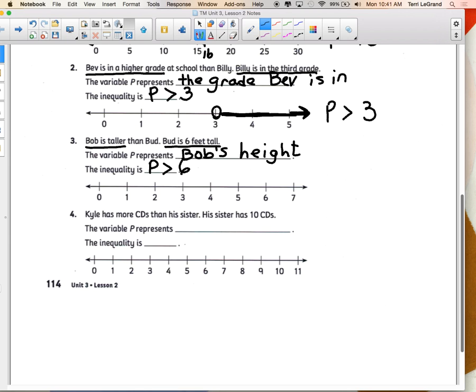Okay, so again, we start at 6 because that is Bud's height, but Bob is not his height or taller. He is taller than him, so we do not color in the circle at 6. 6 is not a possibility for Bob's height, but anything above 6 is a possibility.